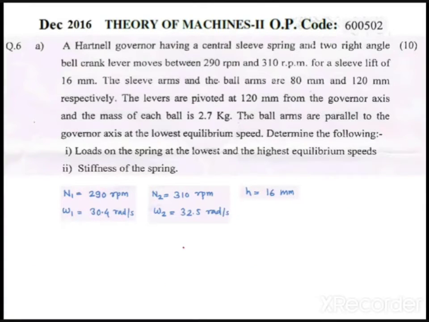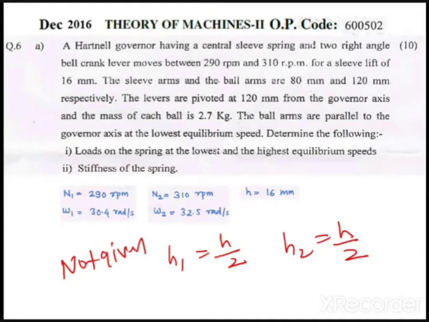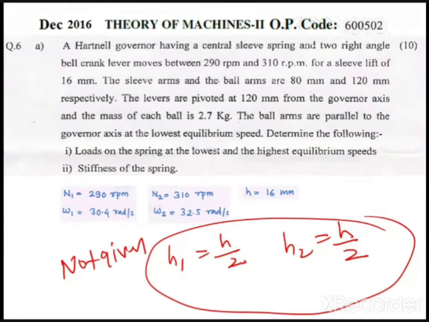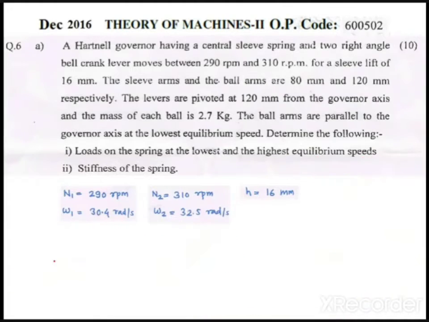And one more important point, we are considering H1 is equal to H by 2 and H2 is equal to H by 2. This is what we are assuming. If not given in the problem, basically assume H1 is equal to H by 2. So H1 is equal to 8 mm and H2 is equal to 8 mm. Slightly, we have to assume something.